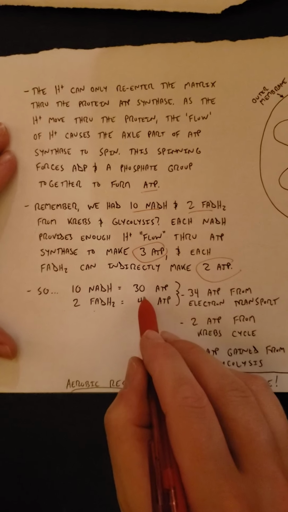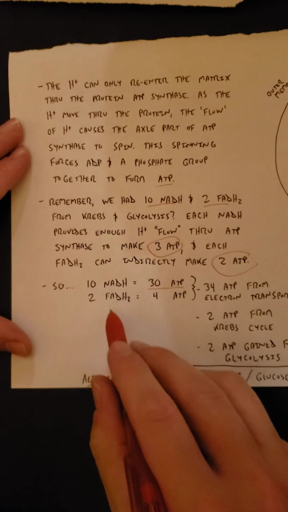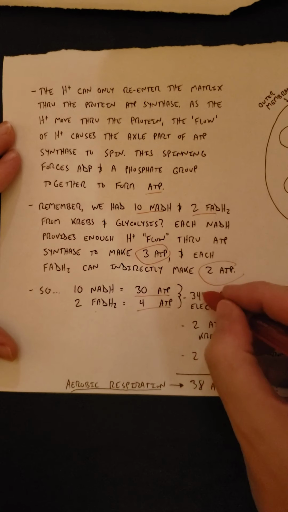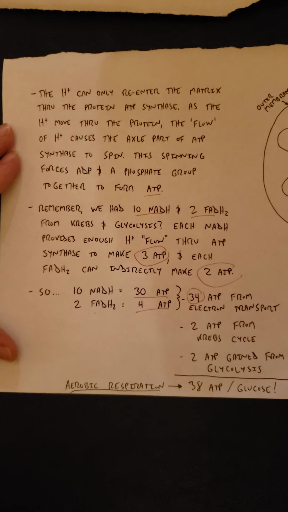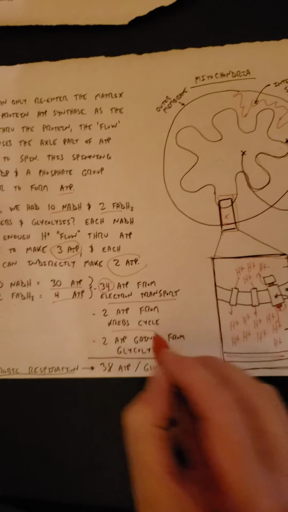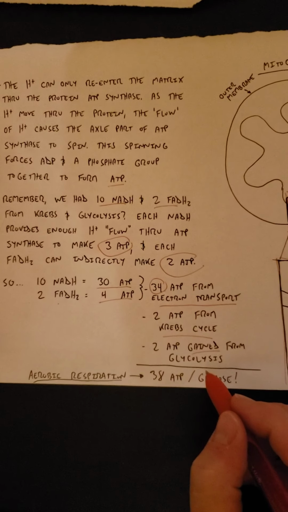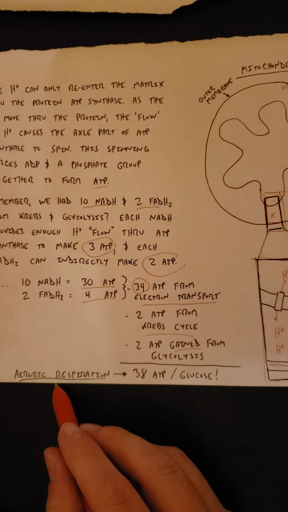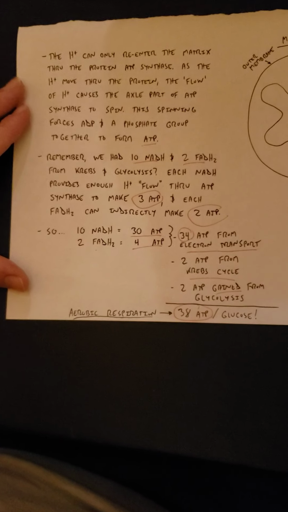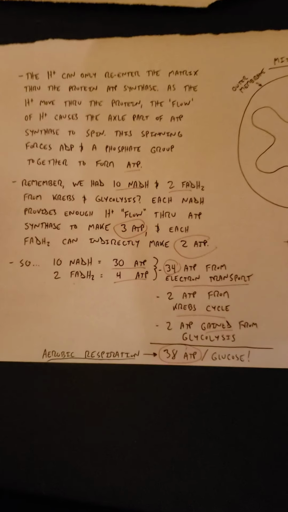Those 10 NADH through the electron transport chain can indirectly give us 30 ATP. The 2 FADH2 indirectly give us 4 ATP. So that is 30 plus 4, 34 ATP from the electron transport chain. We had 2 ATP from the Krebs cycle. We had 2 ATP that were actually gained in glycolysis, and that gets us to our magical 38 ATP in aerobic respiration.